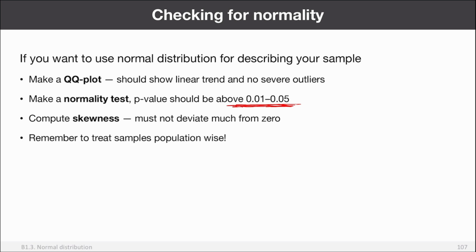And then remember that if you have several populations, for example, if you have samples from different rivers, from different groups, then you need to treat them independently. So if you have samples from different rivers, don't make a QQ plot for all of them. Split them population-wise, river 1, river 2, for example, group 1, group 2, and then treat every sample independently. That's very important. And then let me give you another example.